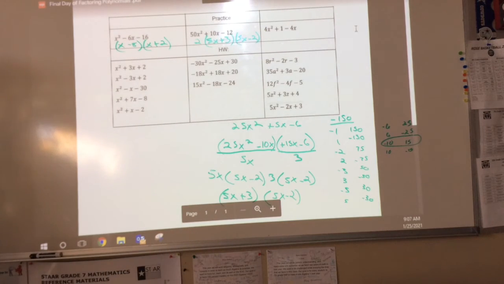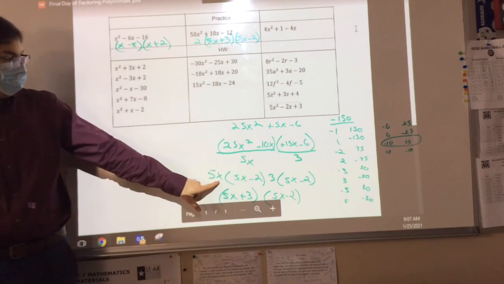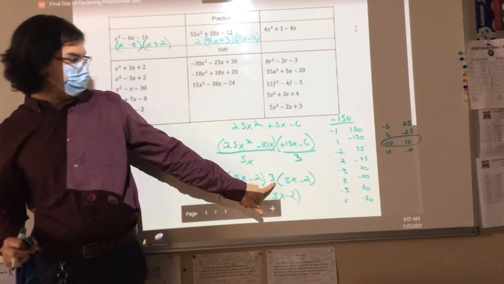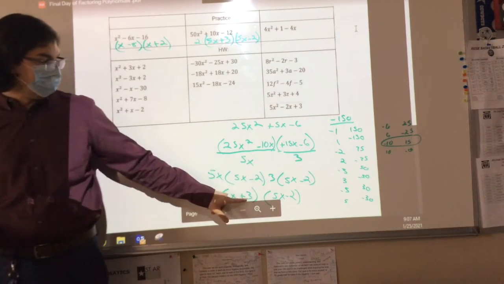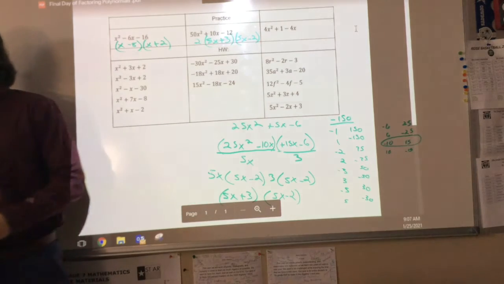Okay? What's up, Gabe? How did I get 5x plus 3? Because I divided by a 5x, and I divided by a positive 3. And so I took the two numbers on the outside of my parentheses and I put them into a binomial together.